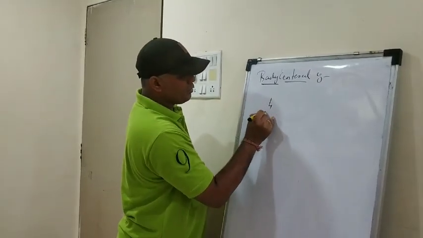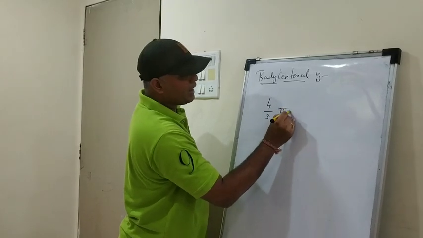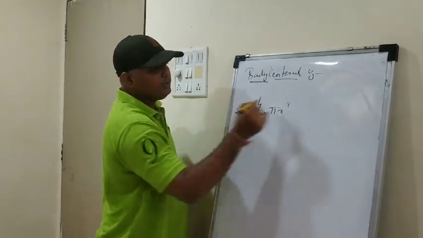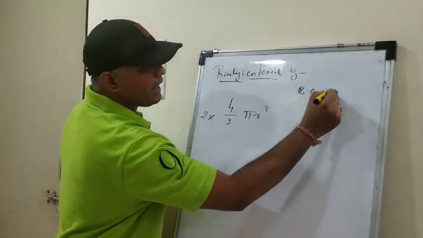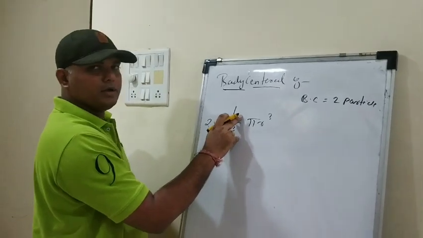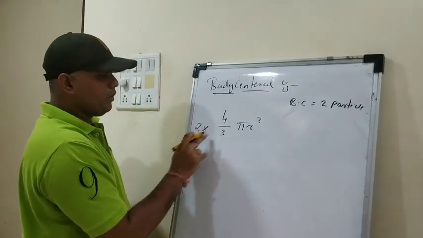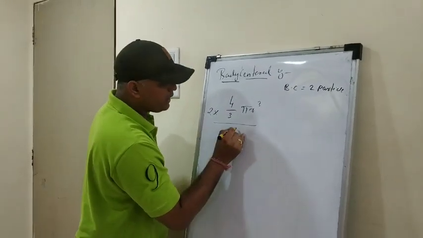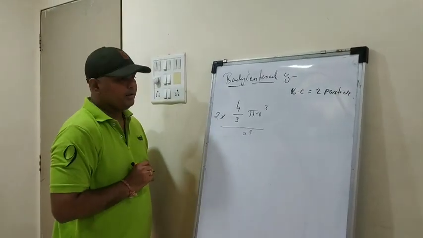So 4 by 3 pi r cube will be into 2. Why 2? Because we know body centered has 2 particles. So the volume of one particle is 4 by 3 pi r cube, but the volume of 2 particles will be 2 into 4 by 3 pi r cube divided by a cube, right? Now let's do the substitution again.